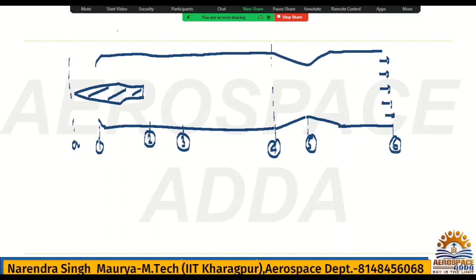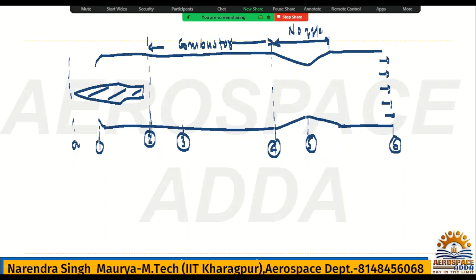Here a combustor, this is the combustor. This I need to draw one time, and next time I will use this diagram everywhere. Nozzle, and here this is the diffuser.